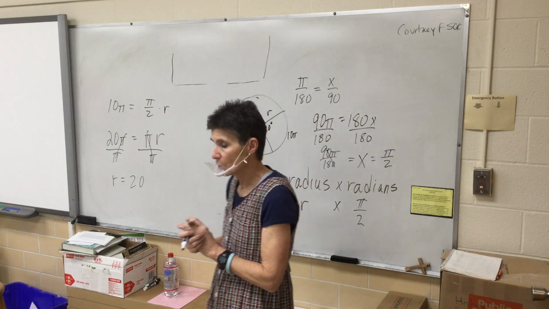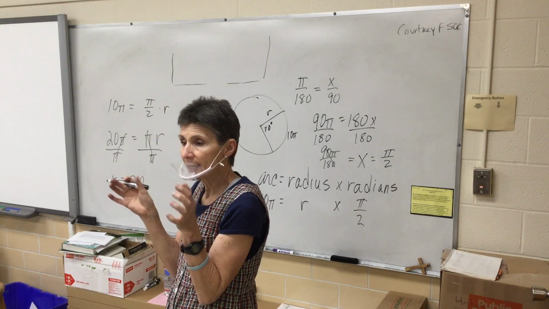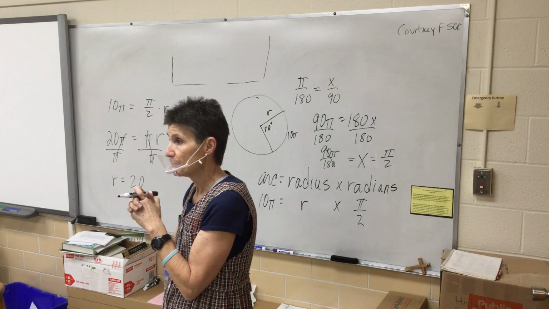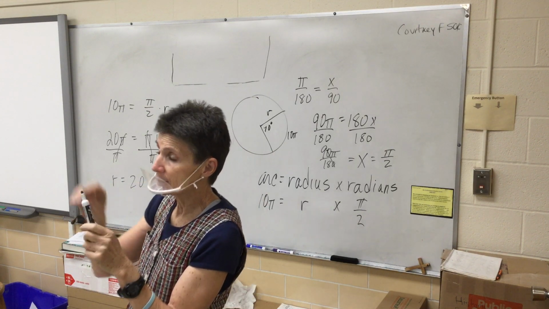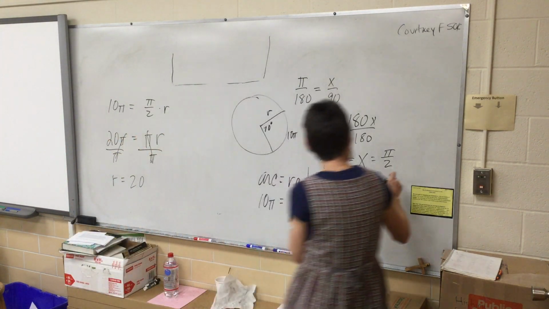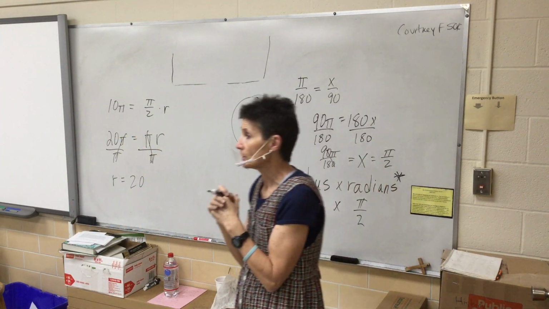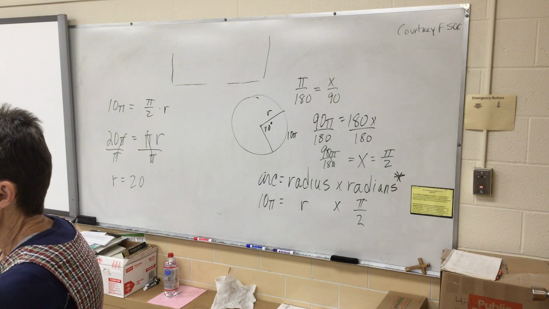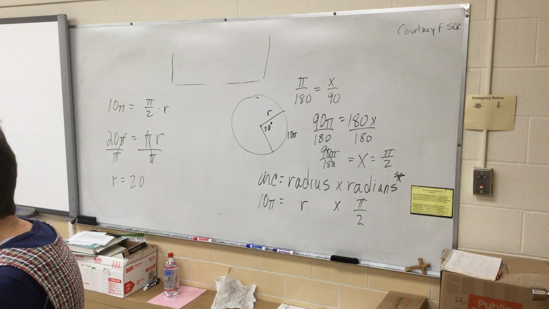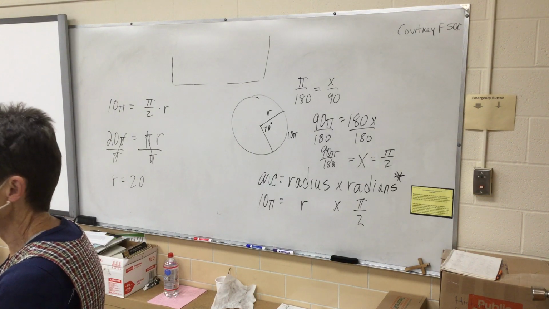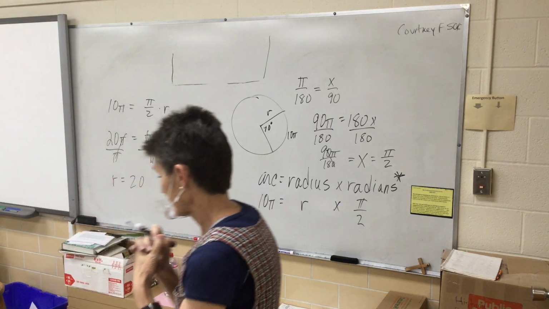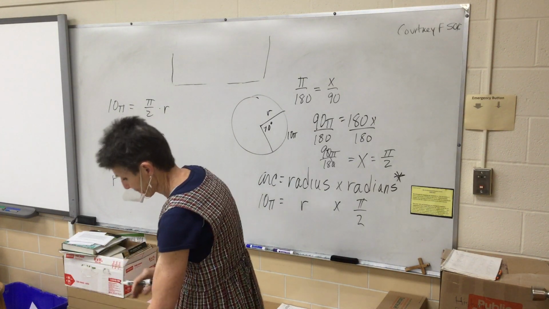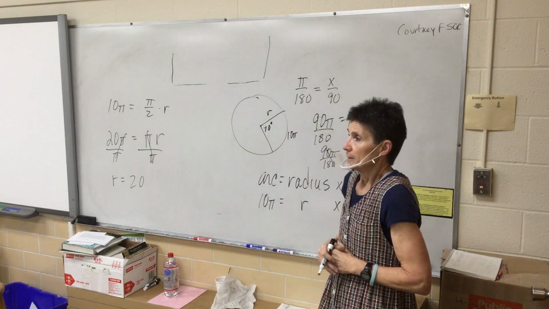So in that section of your notes, I want something starred or highlighted, and that is arc equals radius times radians, right? And then I want you to have a little asterisk up there where it says radians, and make yourself a note. If it's in degrees, you gotta change it to radians. Step 1, if it's in degrees, you gotta change it to radians. Then you can plug it in your formula. Okay?